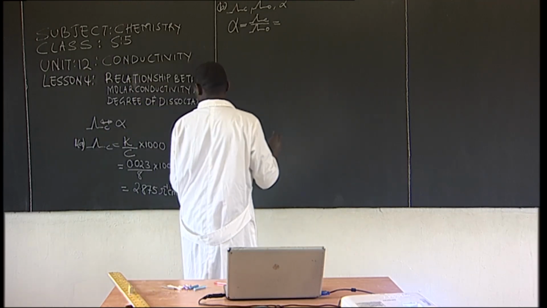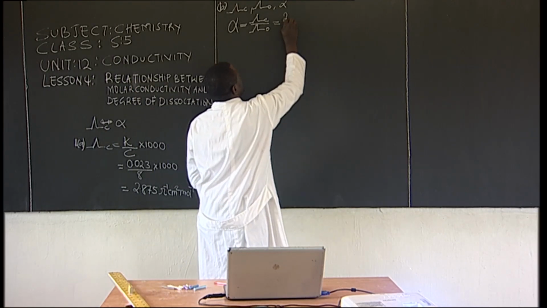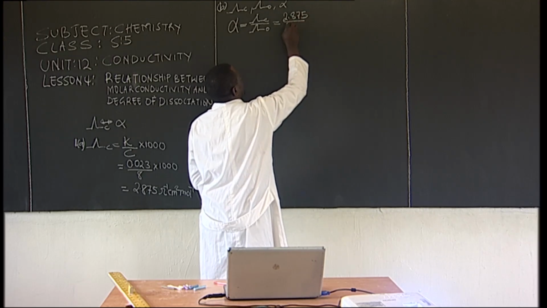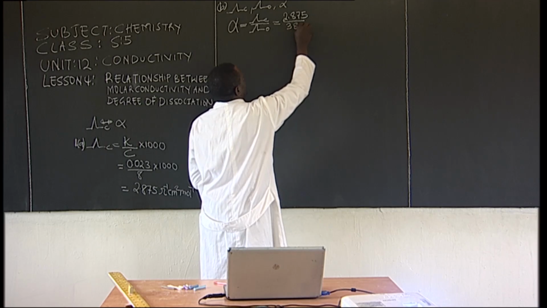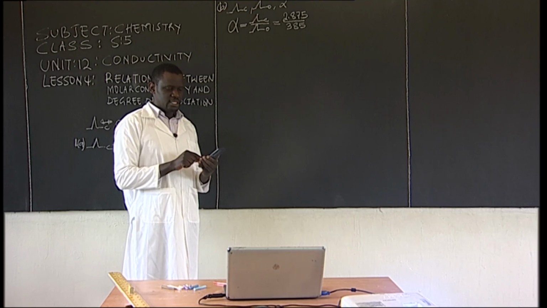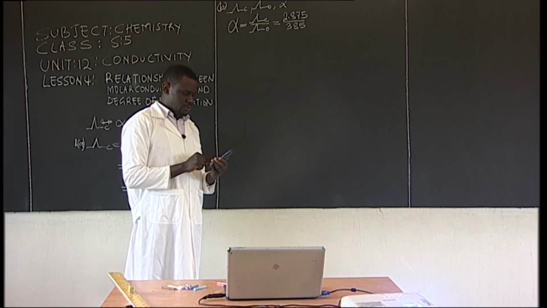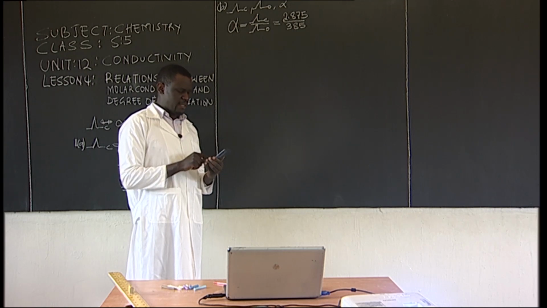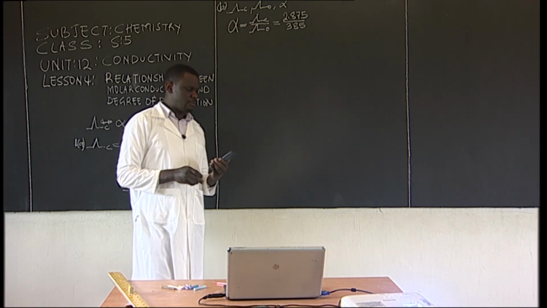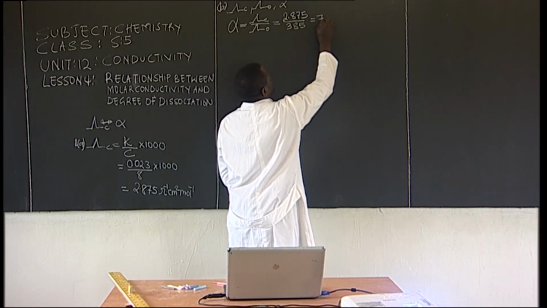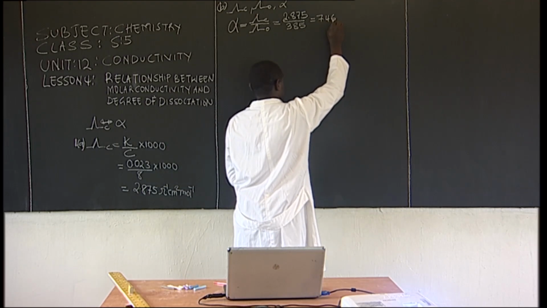So we are going to say we have 2.875 divided by 385. So our units will cancel. You calculate, try out, and tell me the answer. So me, I've got this one. Our answer will be 7.46.